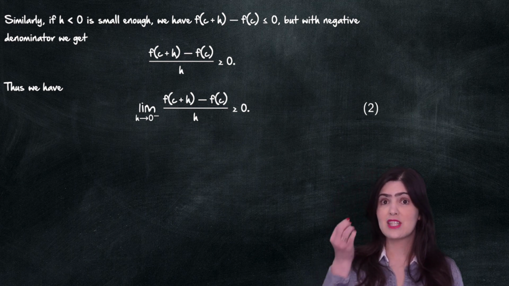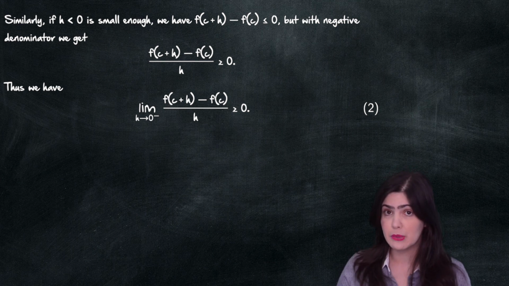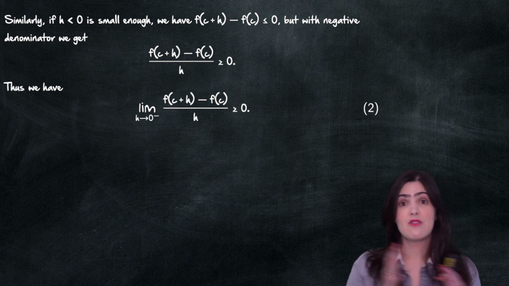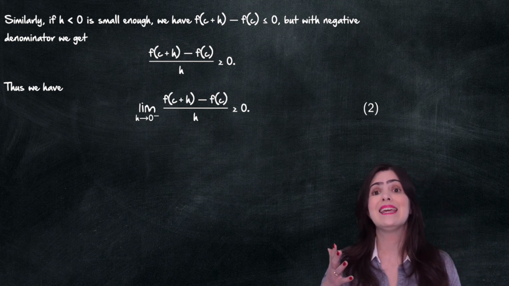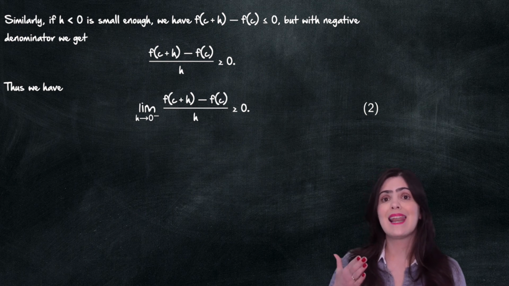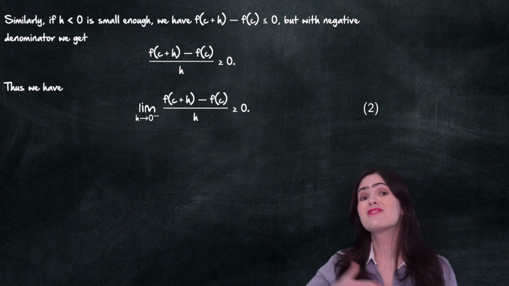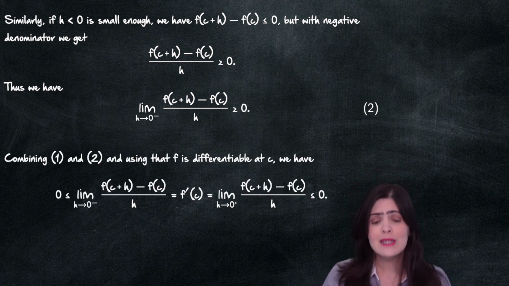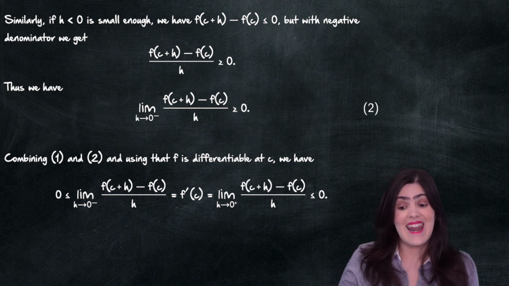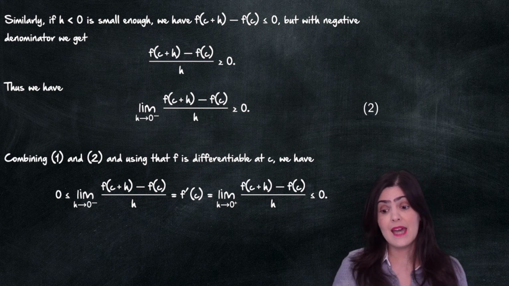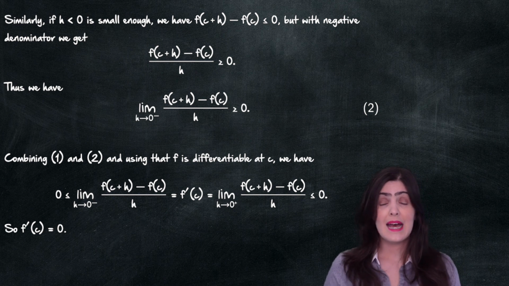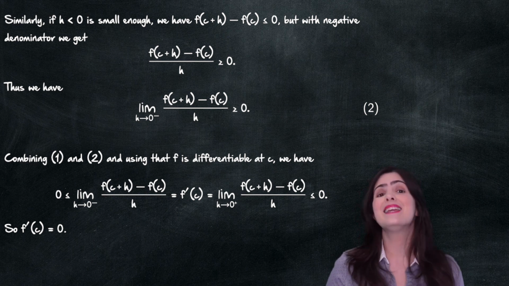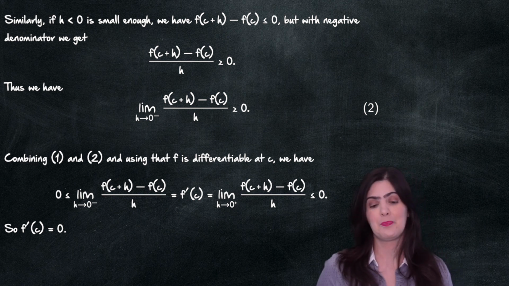But here remember that I assumed that my function was differentiable at c, which means that the left-hand side limit and the right-hand side limit, they both have to be equal. So we have something that is less than or equal to 0 and something that is greater than or equal to 0. Those two things are equal. So the only way that this can happen is if that limit is 0. And that proves that if my function is differentiable at c, then the derivative has to be 0.